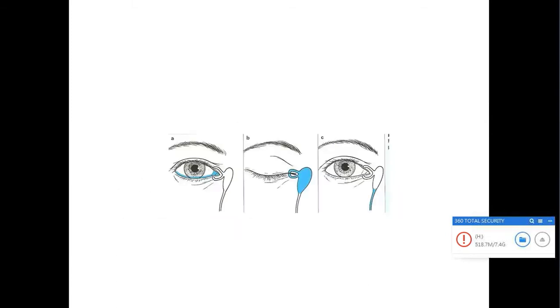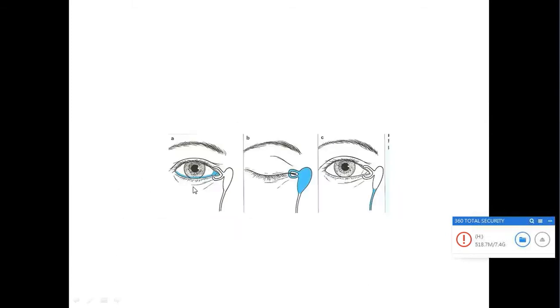They are formed by the main lacrimal gland and accessory lacrimal glands, collected at the lacus lacrimalis, and by the negative pressure which is created by the pressure on the sac by contraction of the orbicularis muscle, it gets sucked into the canaliculus and comes into the sac and gets drained into the nose through inferior meatus. This is the normal flow of the tears.